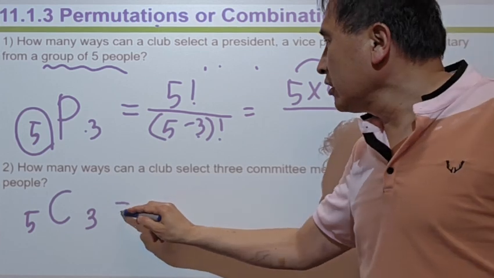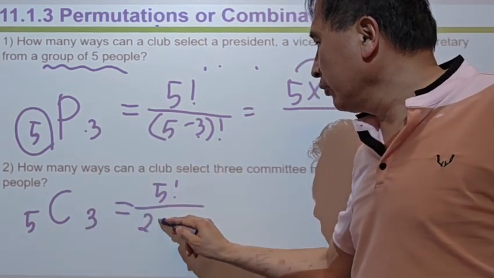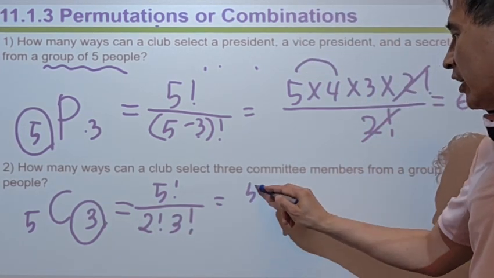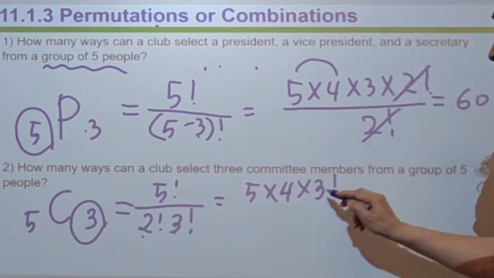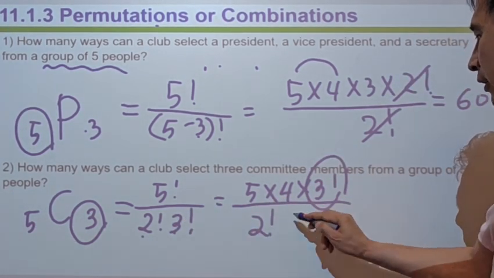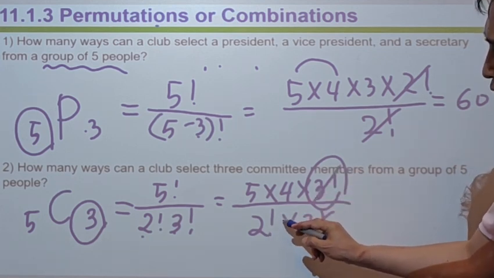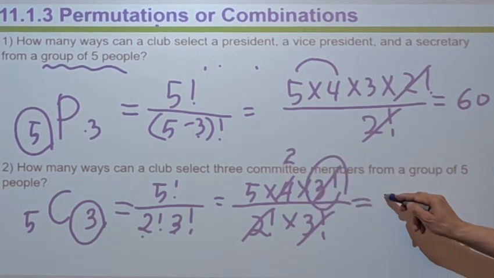But in this case, it is 5 factorial, and that was 5 minus 3, which is 2 factorial, but also you divide by 3 factorial. So when you do this, 5 times 4 times 3 factorial, because the bigger number is 3, so 3 factorial there, and then 2 factorial, and then 3 factorial. So this 3 factorial cancels out. 2 factorial, 2 times 1, doesn't matter. So get rid of this 2, divide by 2, so that's a 10.